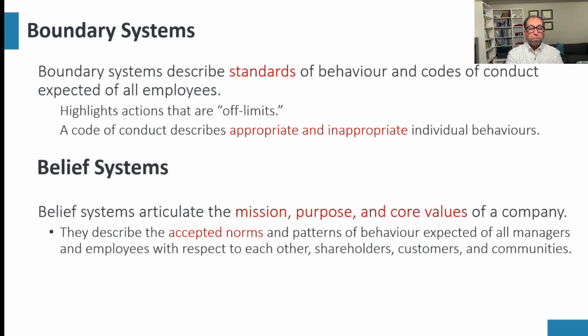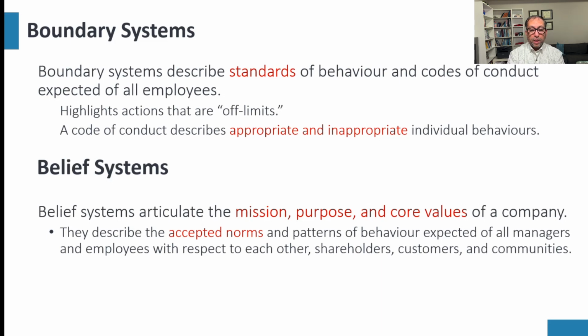The second lever of control is the boundary system, where we develop boundaries, the limits within which you have to play. Like any game, we have boundaries for a soccer field or a cricket ground, and the game should stay within that boundary. Boundaries should describe standards of behavior and codes of conduct expected for all employees. In our policies, we define the standards, and we should stay within those standards. They highlight actions that are off limits. A code of conduct describes appropriate and inappropriate individual behavior. If the policies or code of conduct for the business are very well defined, that tells us what is appropriate and what is inappropriate.